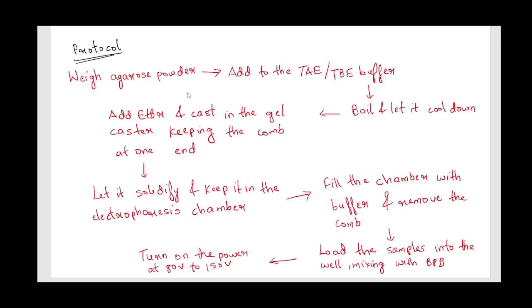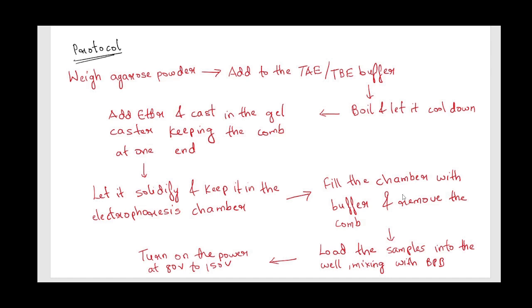Let's see the protocol involved in carrying out this technique. First, you have to weigh the agarose powder and add it to the TAE or TBE buffer. Boil this mixture and let this cool down. Once this cools down, add ethidium bromide and pour it in the gel caster, keeping the comb at one end. The comb helps in the formation of wells in the gel. Now let this liquid gel solidify.